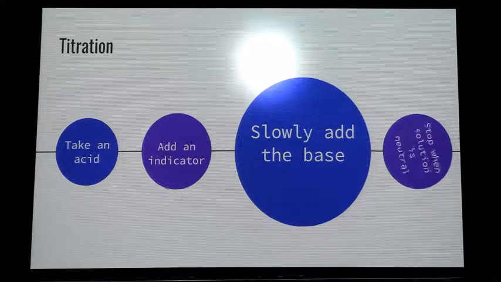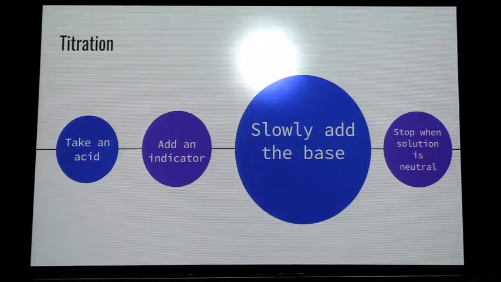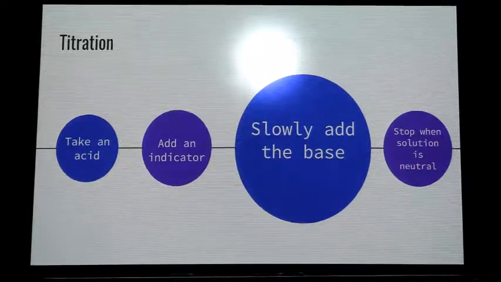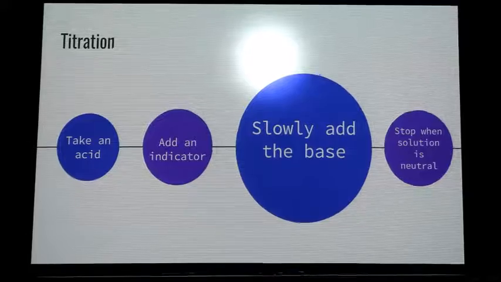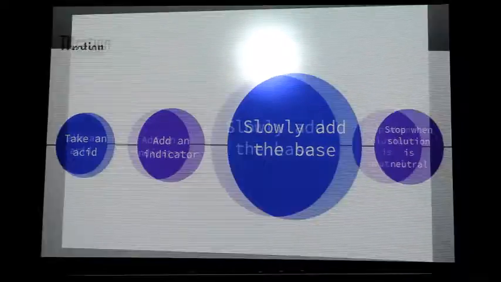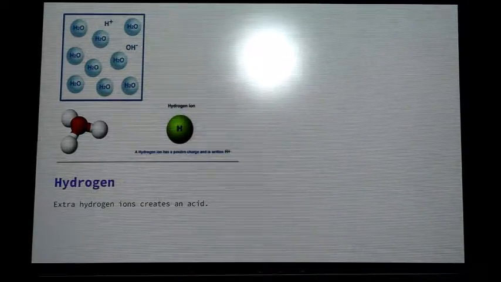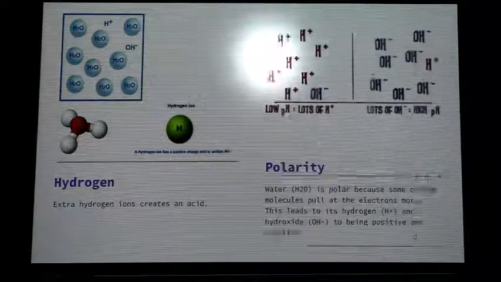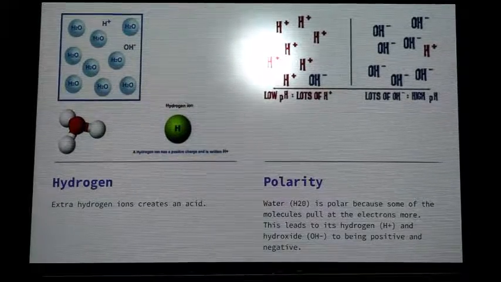Not bad. How do we know when the solution is neutral? I remember this in chemistry class. We had to use indicators such as pH paper and look at a chart to determine the pH. Well, then how does a substance become acidic? The last time I checked, hydrogen was a gas. Water is polar, making it so some molecules attract electrons more. This allows its hydrogen molecules to dissolve in solvents. This is because of solubility.